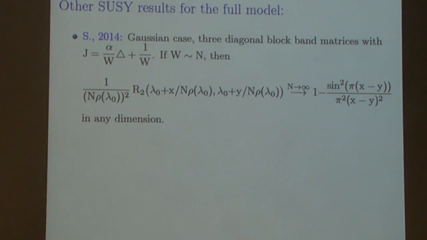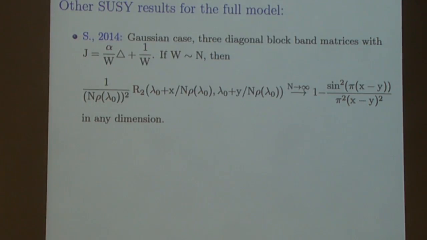Okay, so what about the full model? About the full model, again there are some results on a supersymmetric basis, and again here we consider these block band matrices, not the matrices with decay in J, just these block matrices. For W of order n, we can prove that the usual correlation function goes to the determinant of the sine kernel. W proportional to n means that you consider this matrix with a finite number of blocks, and with a finite number of blocks you can consider it in any dimension, and you have the sine kernel.